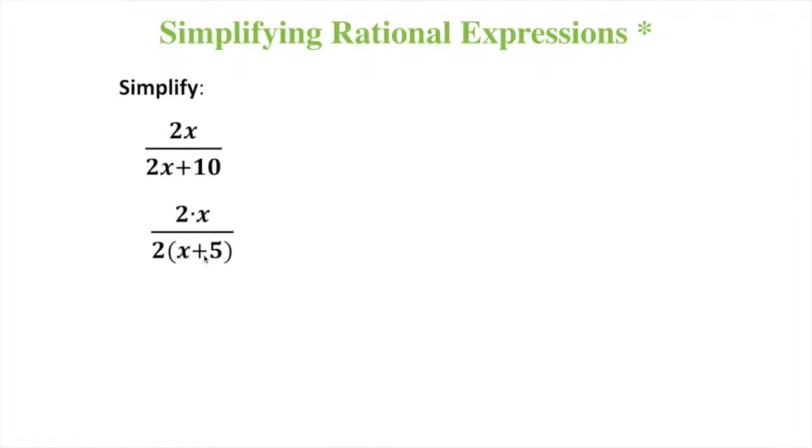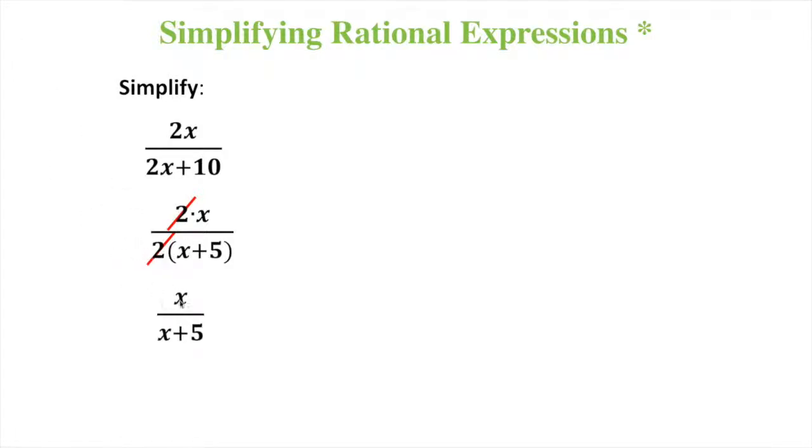Okay, now our rule on this one, remember, was that in order to cross them off of top and bottom, it had to be multiplication. So right here, I can't just cross off this 2x on top and bottom because I've got this addition sign here. Remember, it has to be multiplication. So now it is multiplication because this is 2 times the quantity x plus 5. So I can cross off these 2's right here. I cross off those 2's, that leaves me with x over x plus 5.